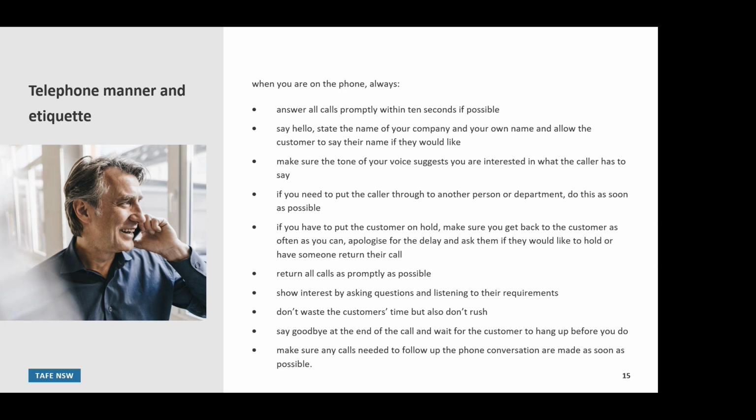Sometimes you're not going to be able to solve the problem in that time frame, so you might go back and say, hey, I'm going to need a couple more minutes. Can you still stay on hold because I'm still looking into this for you? Return calls as promptly as you can. Show interest by asking questions and doing active listening. Don't waste their time, but also don't rush. And make sure that any calls that need follow-up are done as soon as possible.